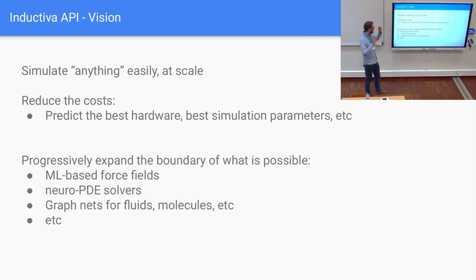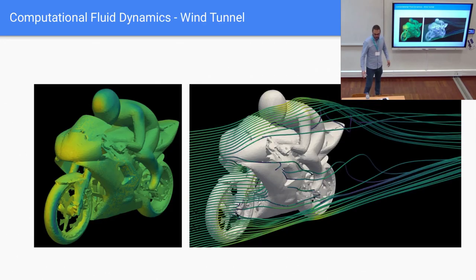Our goal is to simulate anything easily at scale. We'll deal with the complexity of managing the computational infrastructure. And then basically progressively try to bring more and more machine learning components to it, right? Once you are able to simulate some well-defined scenario, then we can replace that or extend it with a much faster approximation that is powered by a neural network. So for example, an example we have here and are working on now is a wind tunnel.